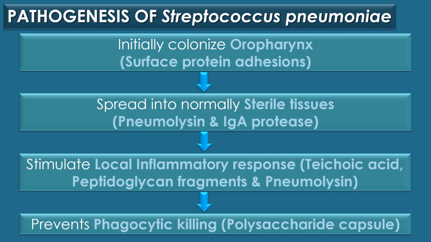Next, pathogenesis of Streptococcus pneumoniae. Initially, Streptococcus pneumoniae colonizes the oropharynx region with the help of surface protein adhesins. Next, it spreads into normally sterile tissues with the help of pneumolysin and IgA protease and stimulates the local inflammatory response with the help of teichoic acids, peptidoglycan fragments and pneumolysins. Finally, Streptococcus pneumoniae prevents phagocytic killing with the help of polysaccharide capsules and results in pathogenesis in human beings.